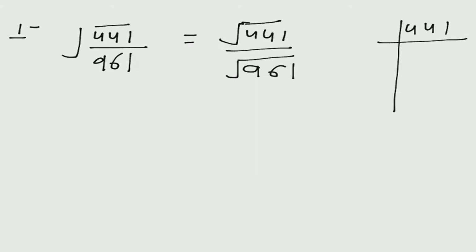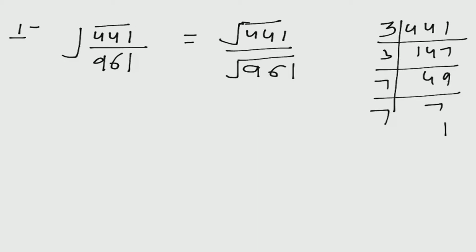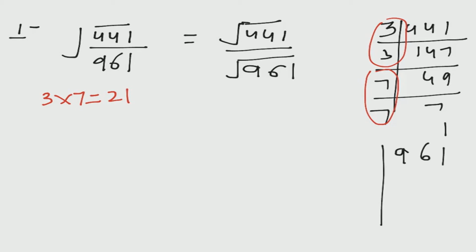So we carry on. It is divisible by 3, so it will give us 147, then again it will give us 49, then it is divided by 7. So now we will make the pairs. One pair is this, one pair is this, 3 and 7, that means 21. Similarly for 961, we will find the square root by the prime factorization method only.